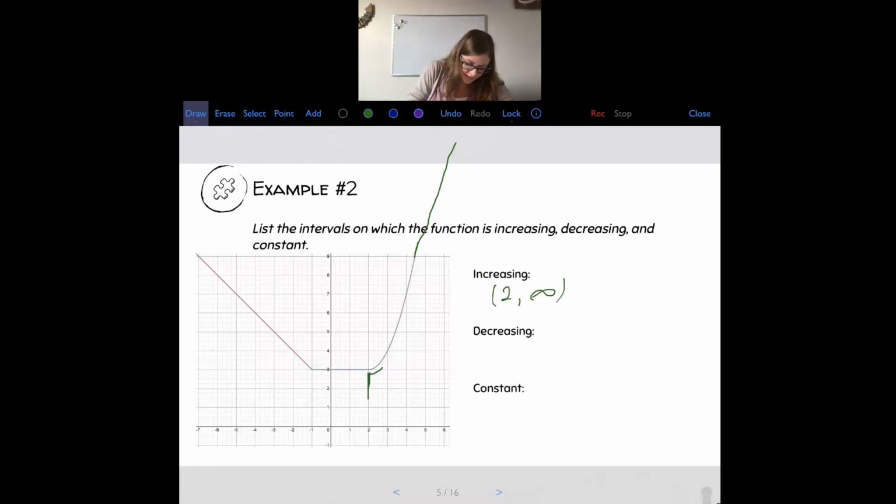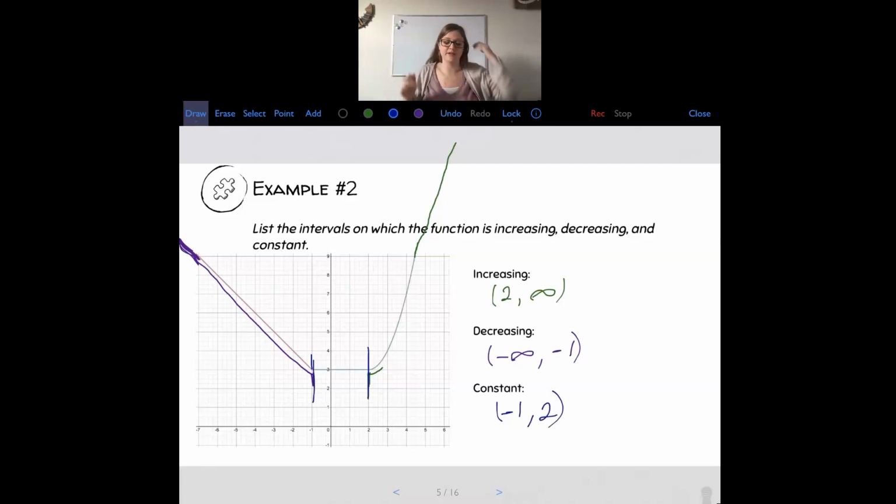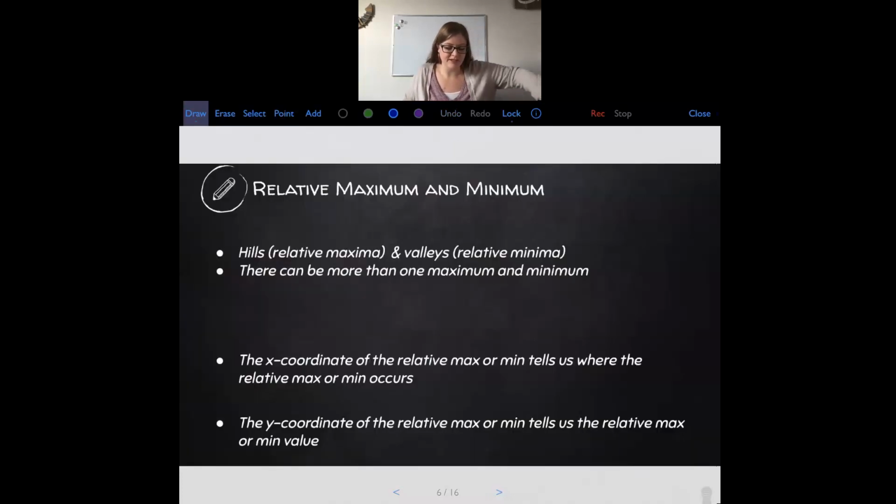For decreasing, we have our graph going down. Again, this is going to keep going on forever. There's no endpoint there. So that would be large negative x values, negative infinity, and then it goes all the way to x is negative 1. And then it's constant where there's a horizontal or flat line, so this would be from x negative 1 to 2. So it's increasing from 2 to infinity, decreasing from negative infinity to negative 1, and constant from negative 1 to 2.